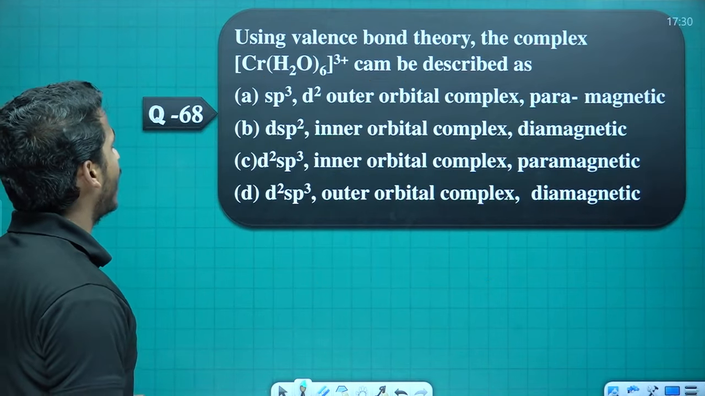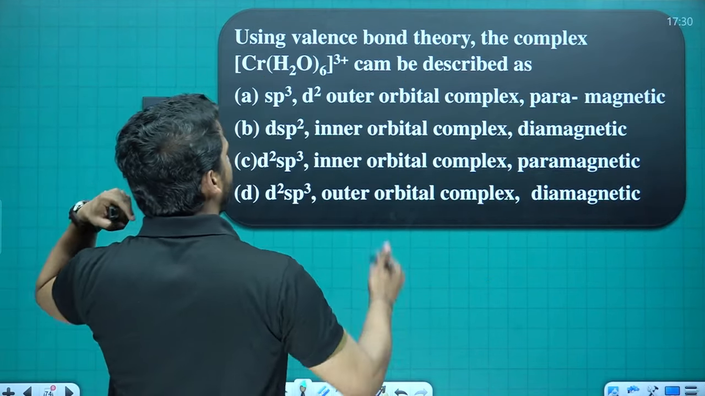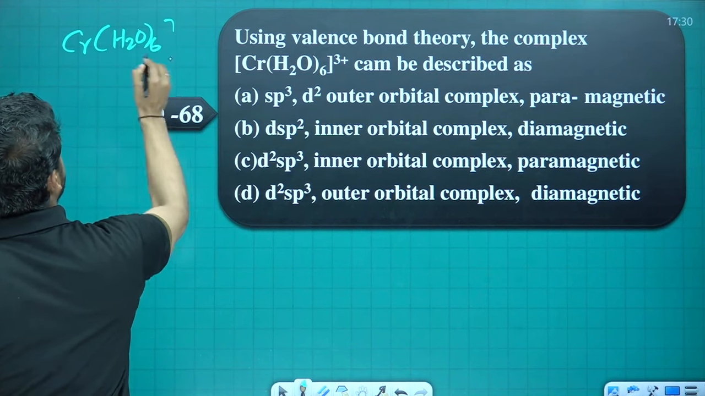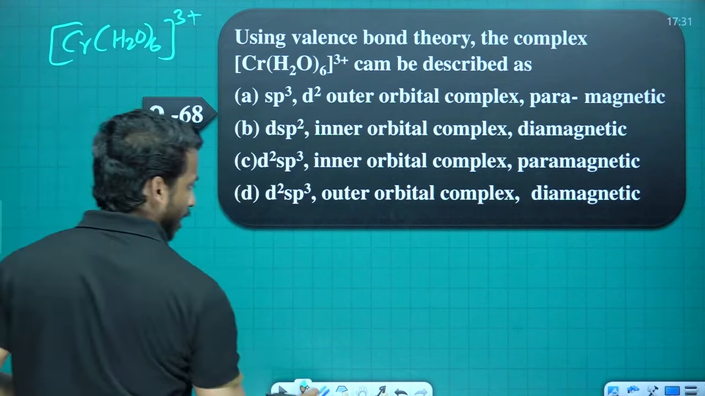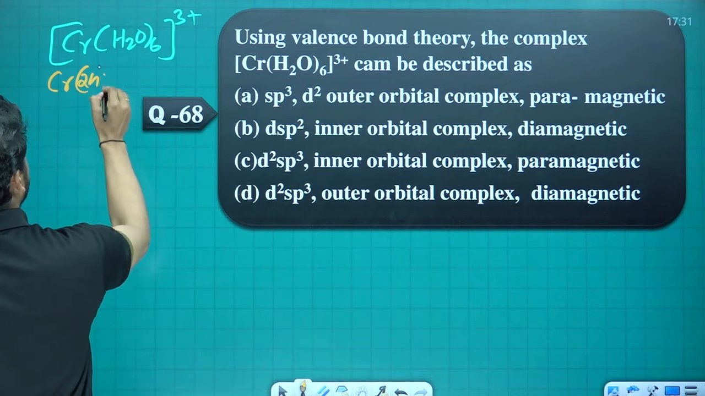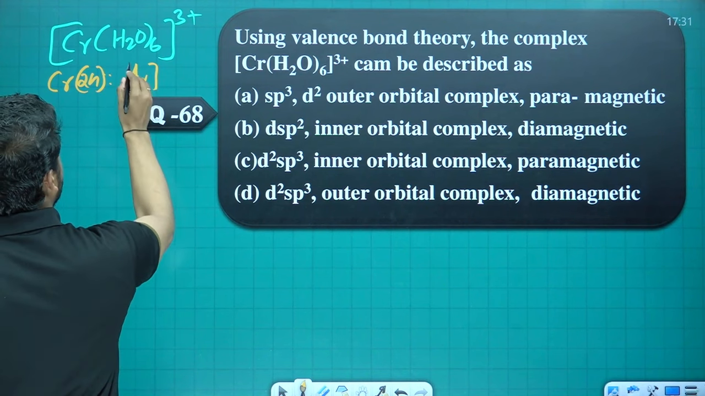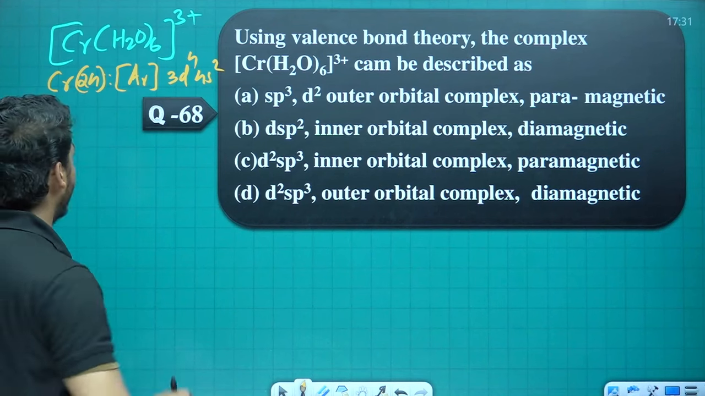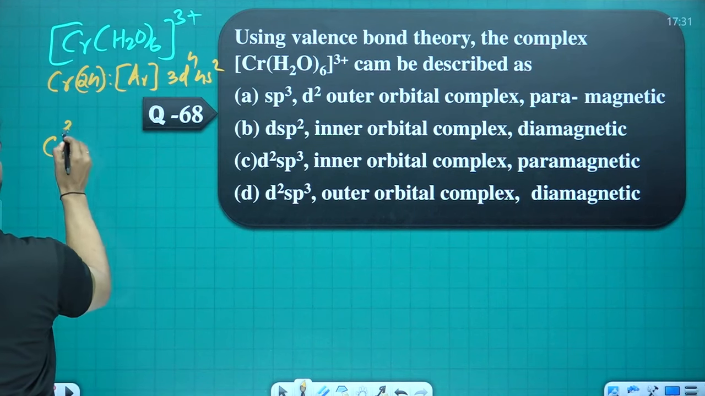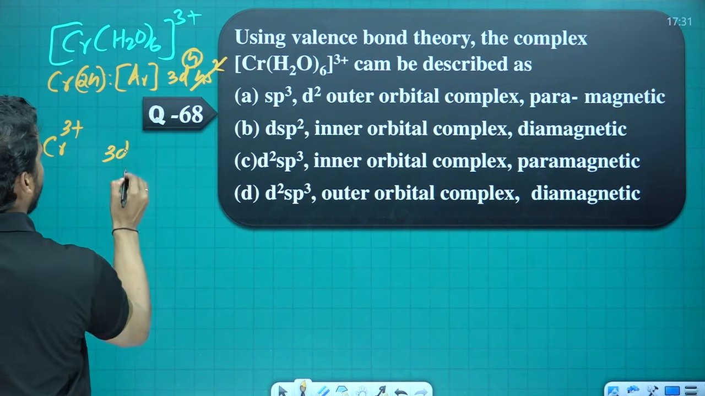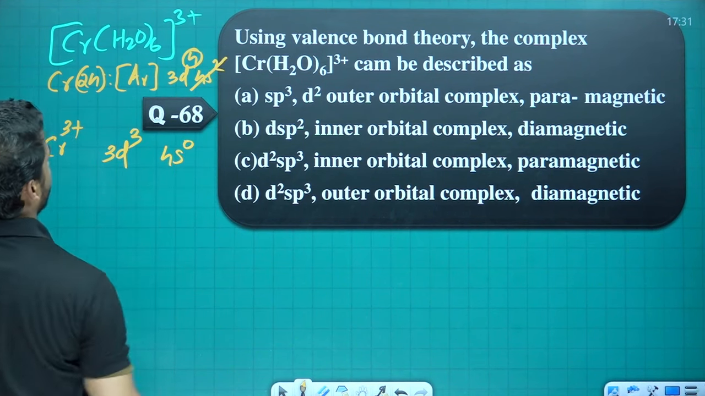Now, using valence bond theory, the complex can be described as, what is the complex? CrH2O 6 times 3 plus is the complex. Let us start the structure. Chromium is the metal atom. Its atomic number is 24. So configuration is argon. Then 4s2 3d4 is the configuration. Here chromium charge is which one? 3 plus. So chromium 3 plus means this 2 and this 1 gone. 3d3 and 4s0 is remaining.